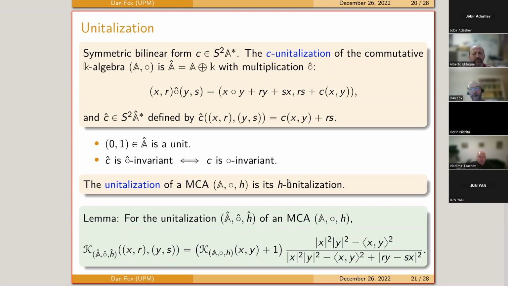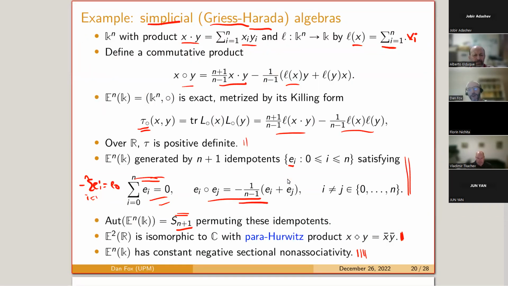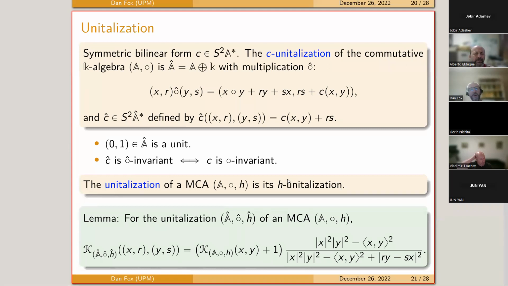So this apparent non sequitur about unitalization is related to explaining how this example has something to do with the general sectional non-associativity. So let me just quickly state this. If I'm given an algebra, and so here I am, I'm thinking of a commutative algebra and I have a symmetric bilinear form, I'm adding a one-dimensional piece to it. So I'm adjoining an idempotent or a unit in this case. And here's how I'm extending the multiplication. And here's how I'm extending the bilinear form. And it's easy to see that when I do this, it makes (0, 1) into a unit upstairs. And so the upstairs is written with this hat.